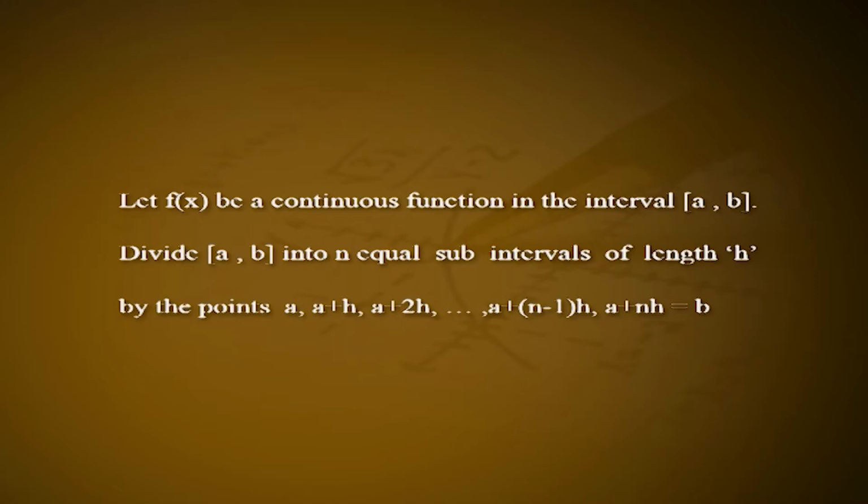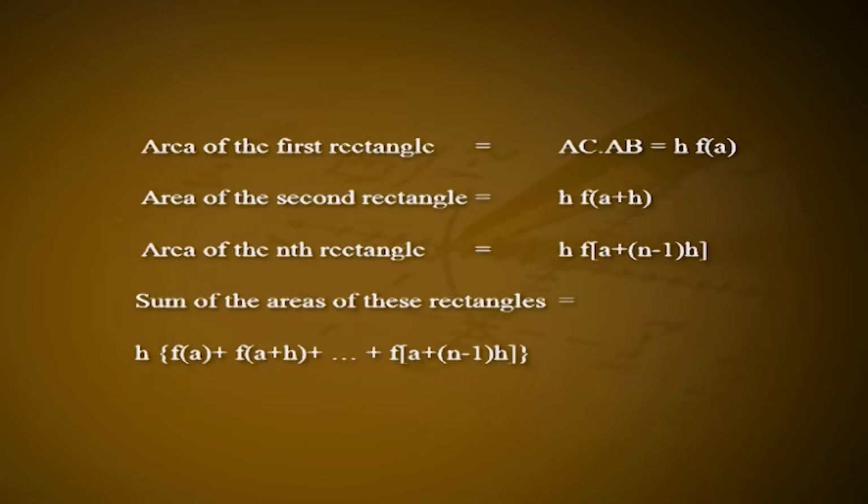Let f of x be a continuous function in the closed interval [a, b]. Divide the closed interval [a, b] into n equal subintervals of length h by the points a plus h, a plus 2h, etc., a plus (n minus 1)h, a plus nh equal to b. Area of the first rectangle is equal to AC into AB, which is equal to h into f of a. Area of the second rectangle is equal to h into f of a plus h. Area of the nth rectangle is equal to h into f of a plus (n minus 1)h.